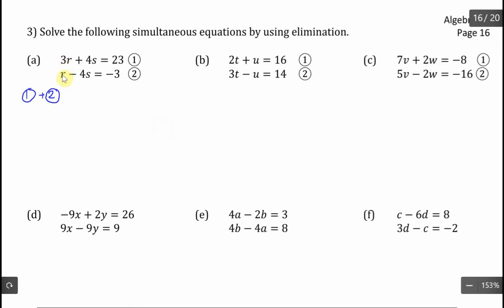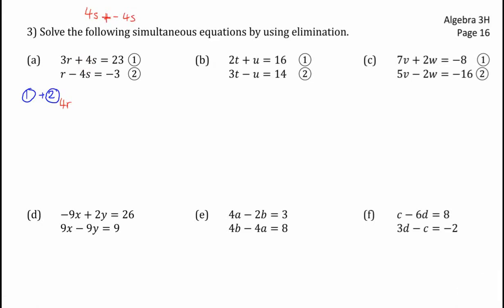So if we add 3r and r, we're going to end up with 4r. And if we add 4s, positive 4s, to negative 4s, they're going to cancel out, because when we add a negative, it's the same as subtracting. So that's worked this time. When we add 23 and negative 3, we're going to get 20. And then we can solve that from there. So r must be 5. We've got our first solution.